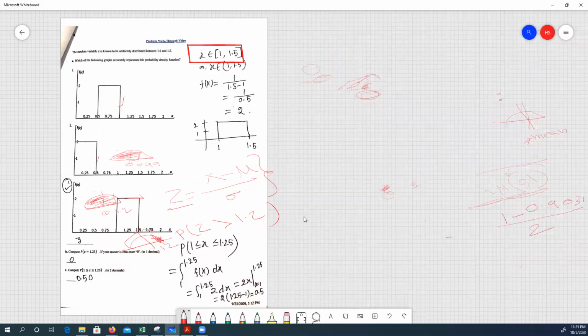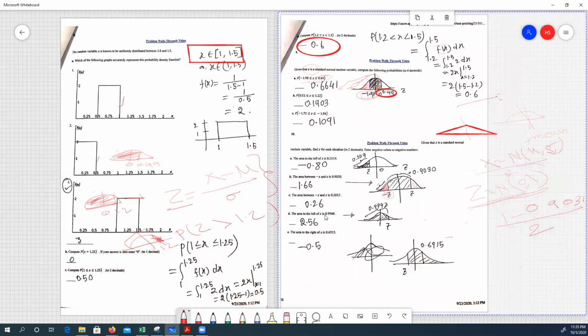Now if you want to find the area on the left side, the area on the left side is this one. You have to find the z square. This is pretty straightforward. To find the z square, you just directly use the norm.s.inv. And the area on the right side is this one. You have to find the z-score. In this case, you have to know the area on the left side. So how can I get the area on the left side?